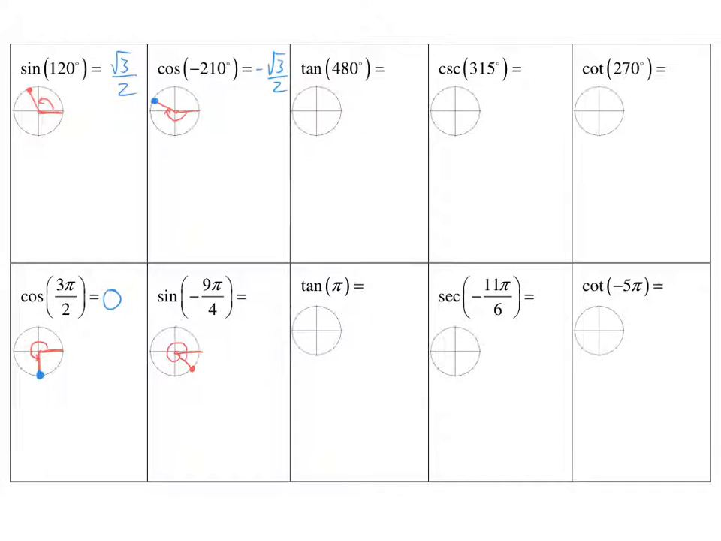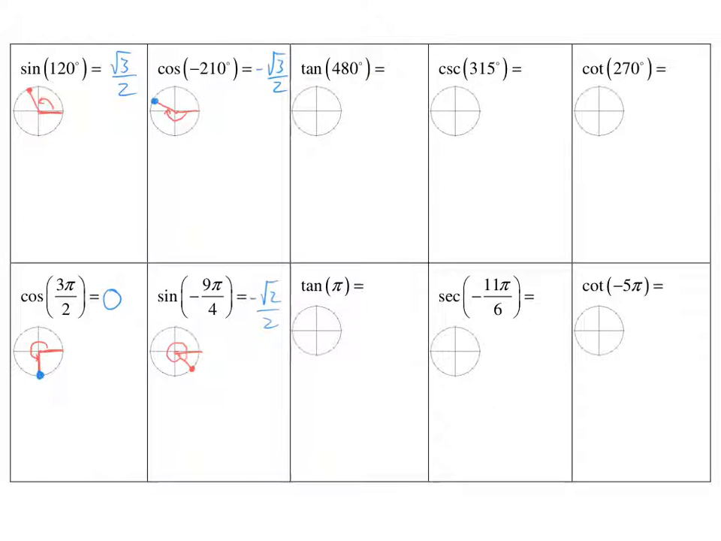So for that coordinate right there, I want sine. I want the y value of that coordinate. So I want not over, I want how far down I went. How far down is that? I go over and down. So that coordinate is down negative square root 2 over 2.